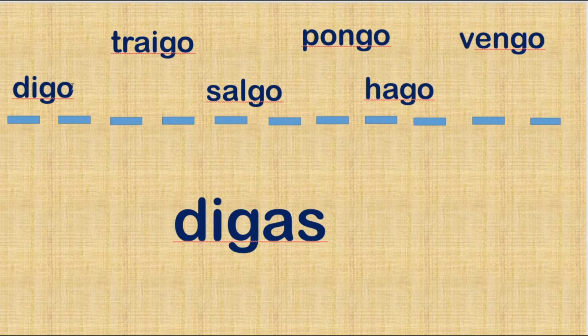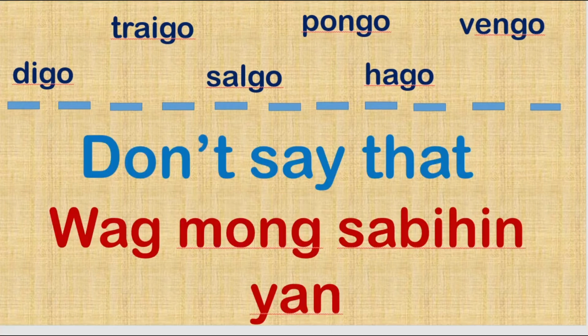Now, if you would like to say don't say it, don't go out, don't bring, don't come, what will happen here is you are going to make the digo as digas, and the traigo as traigas, and so on. All right, so let's have a practice. Don't say that. Wag mong sabihin yan.